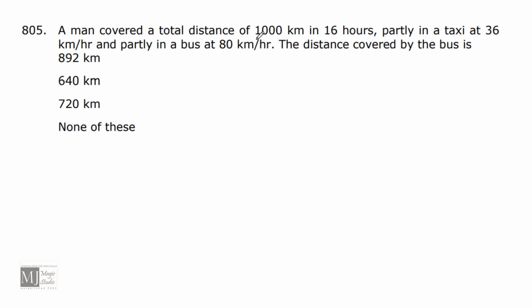A man covered a total distance of 1000 kilometers in 16 hours, partly in a taxi at 36 kilometers per hour and partly in a bus at 80 kilometers per hour. Find the distance covered by the bus.